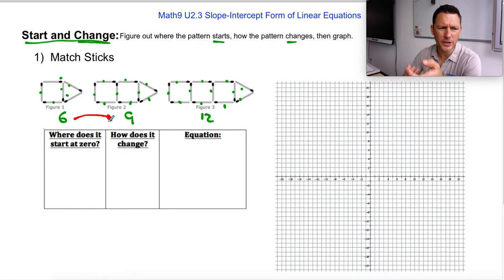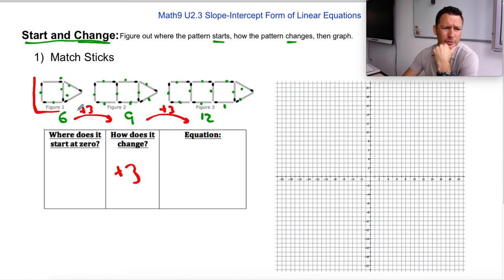What's the jump from here to here and the jump from here to here? It's got to be the same. You've got to be doing the same thing each time. Well, this is adding 3 each time, right? Adding 3. Great. So how does it change? Well, it increases by 3 each time, yeah? And this first one starts at 6. So this is where we start. Starts at 6, right? And how does it change? It goes up by 3, right?